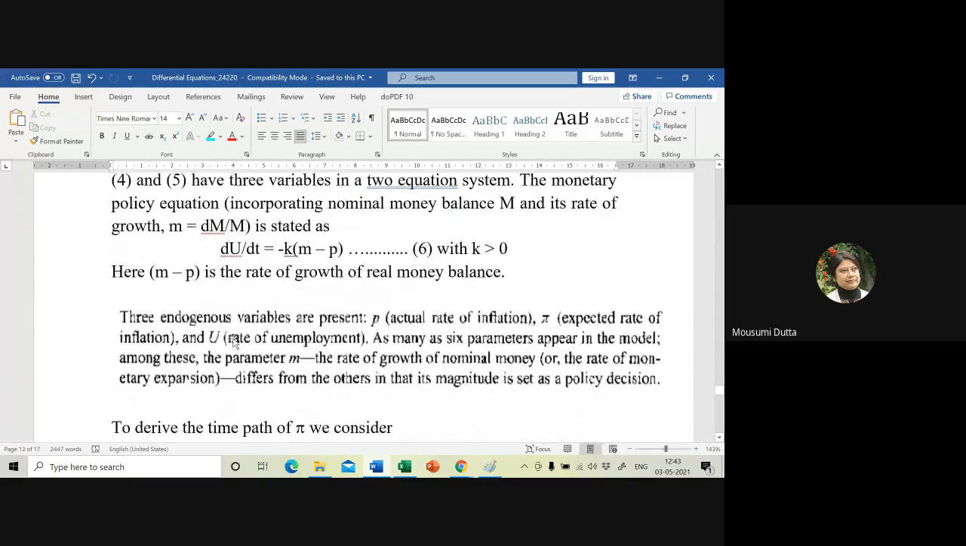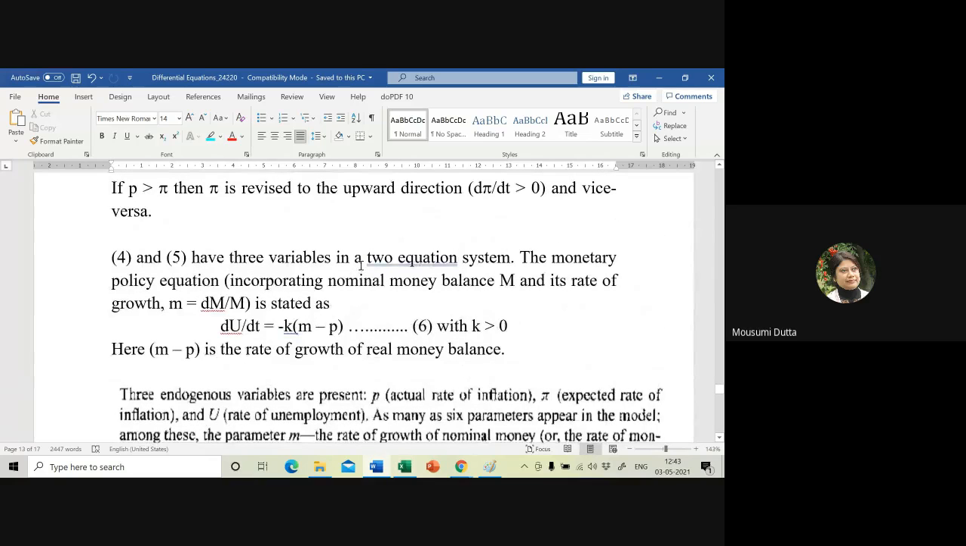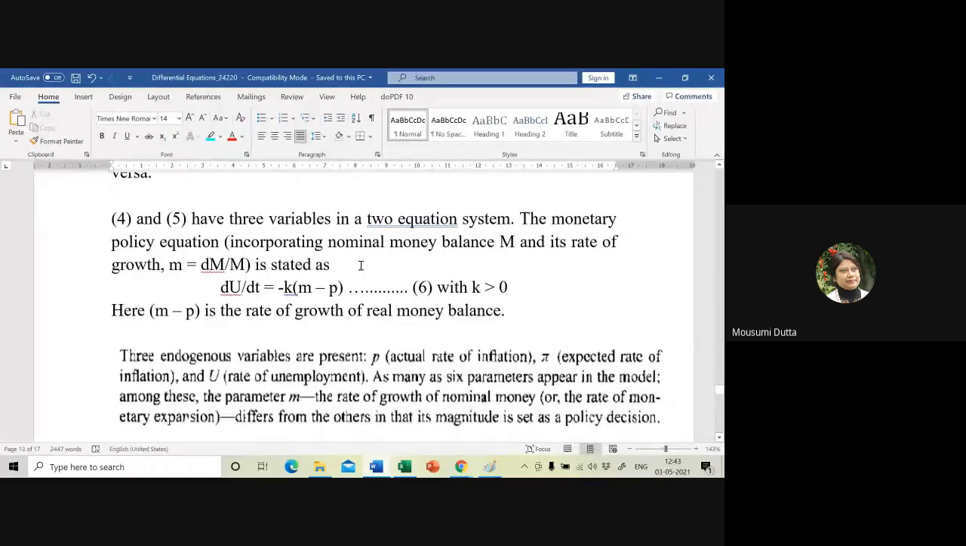So having up to equation number 6, in the next step, we have to find out the time path of inflation rate, unemployment rate, and the expected rate of inflation. Here, I am presenting the time path for expected rate of inflation and the time path for inflation rate, as well as the time path for unemployment rate that you will complete.